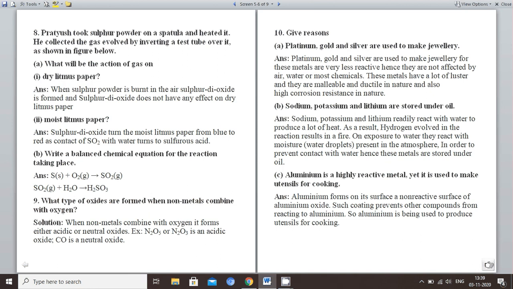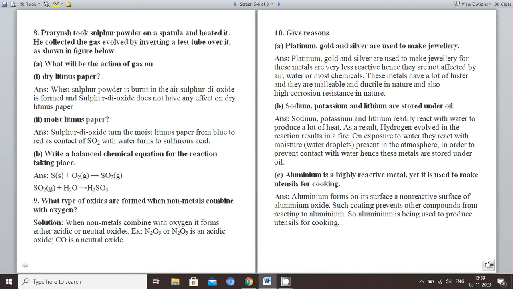Next, sodium, potassium and lithium are stored under oil. Why? Because they are very reactive in nature. They react vigorously and cause fire. So to prevent their exposure to water, we store them under oil.